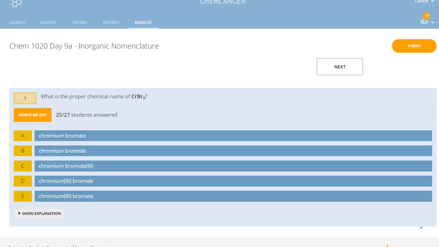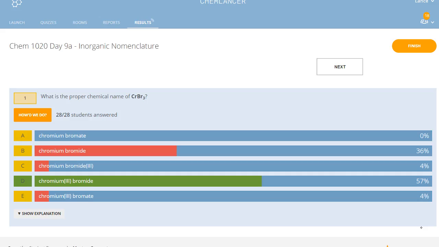We have a formula of CrBr3, and the question is, what is the proper chemical name for this one? If we check it out, this one here is chromium(III) bromide. Why is it not choice B? Why is it not simply chromium bromide?